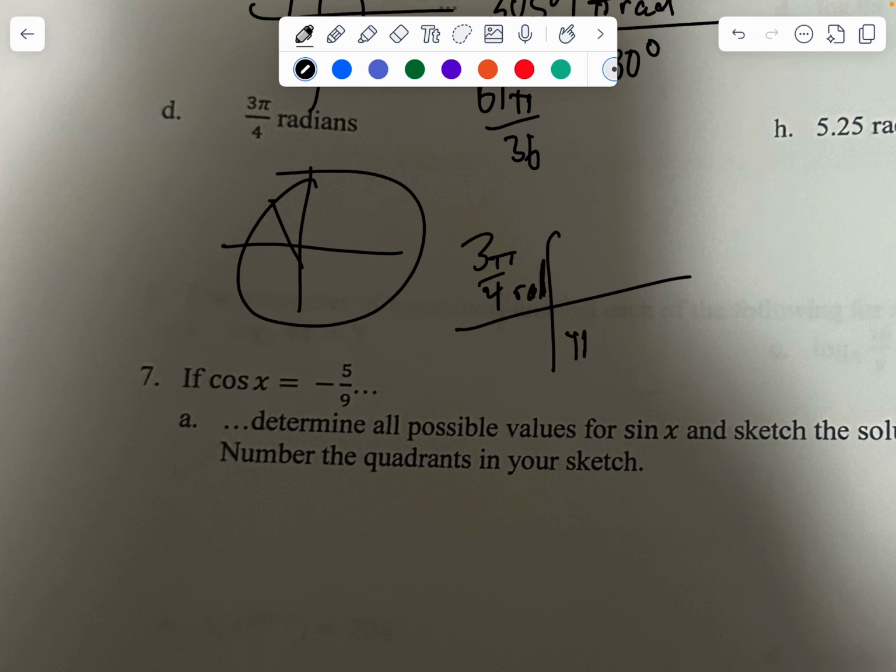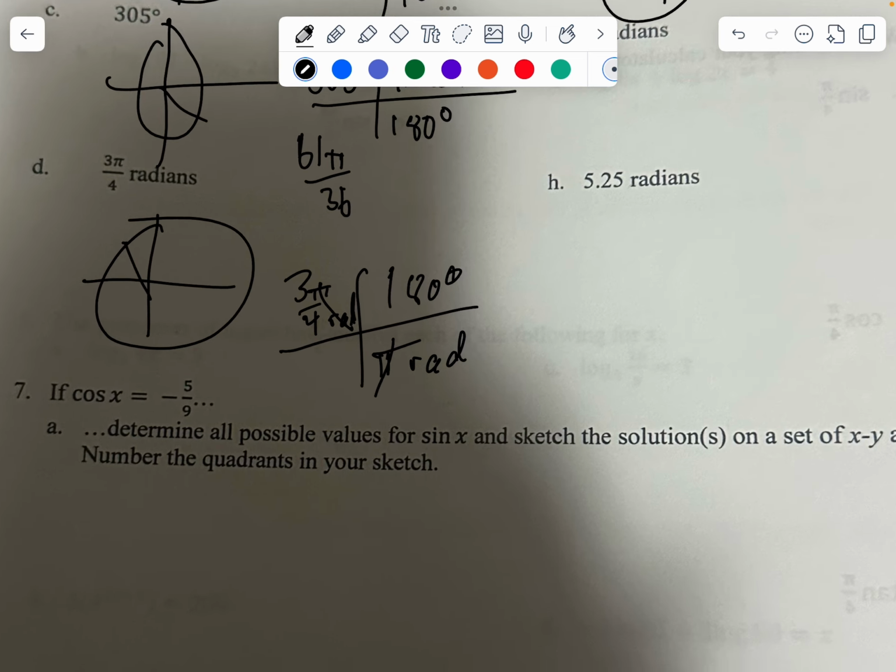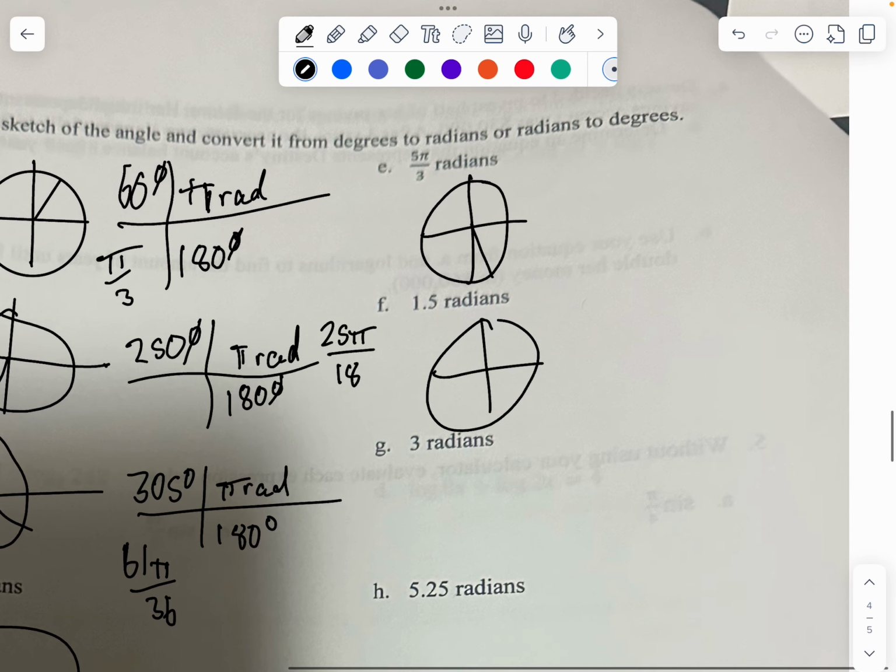And then we've got pi radians down here, 180. Pi radians cancels with pi radians. 3/4 times 180 is 135 degrees. There we go.